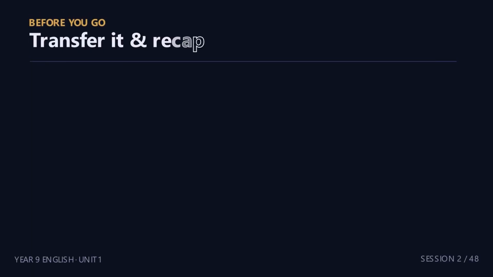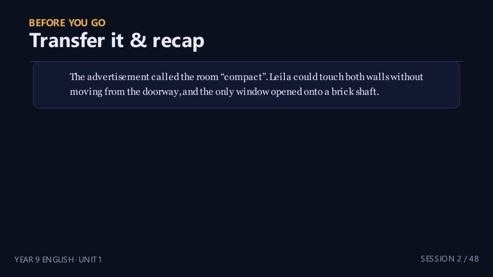Let's check your understanding. Here's a new passage. The advertisement called the room compact. Layla could touch both walls without moving from the doorway, and the only window opened onto a brick shaft. What does the word compact mainly do here? Pause and think. Here it is.